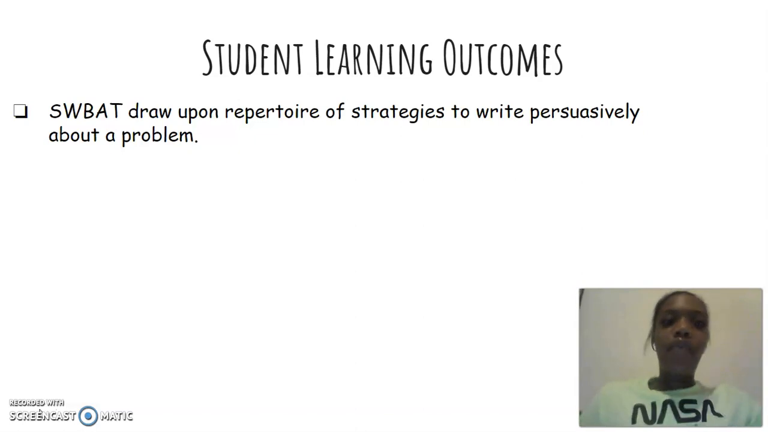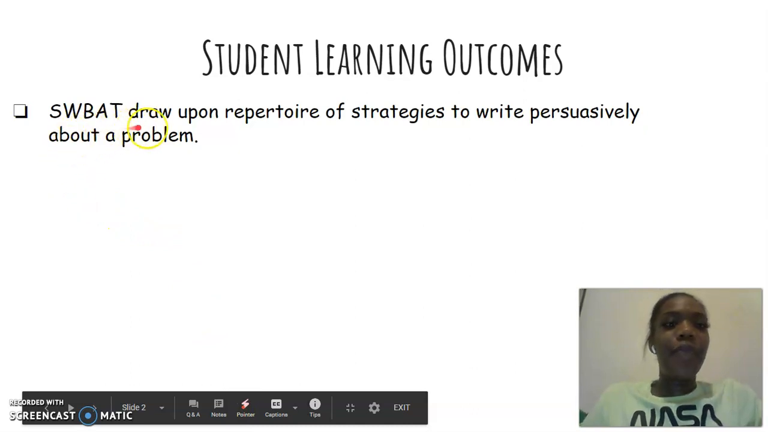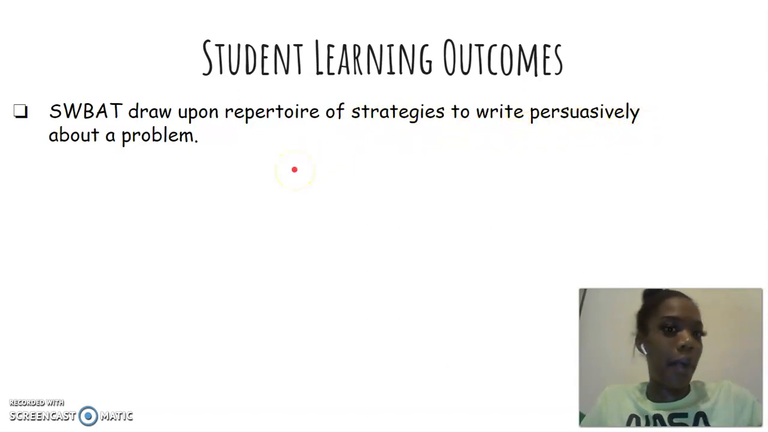Before we go into our writing lesson, you know Miss Kitchens loves to go over the student learning outcomes. Students will be able to, let me make sure I have my pointer for you. Students will be able to draw upon a repertoire of strategies to write persuasively about a problem.